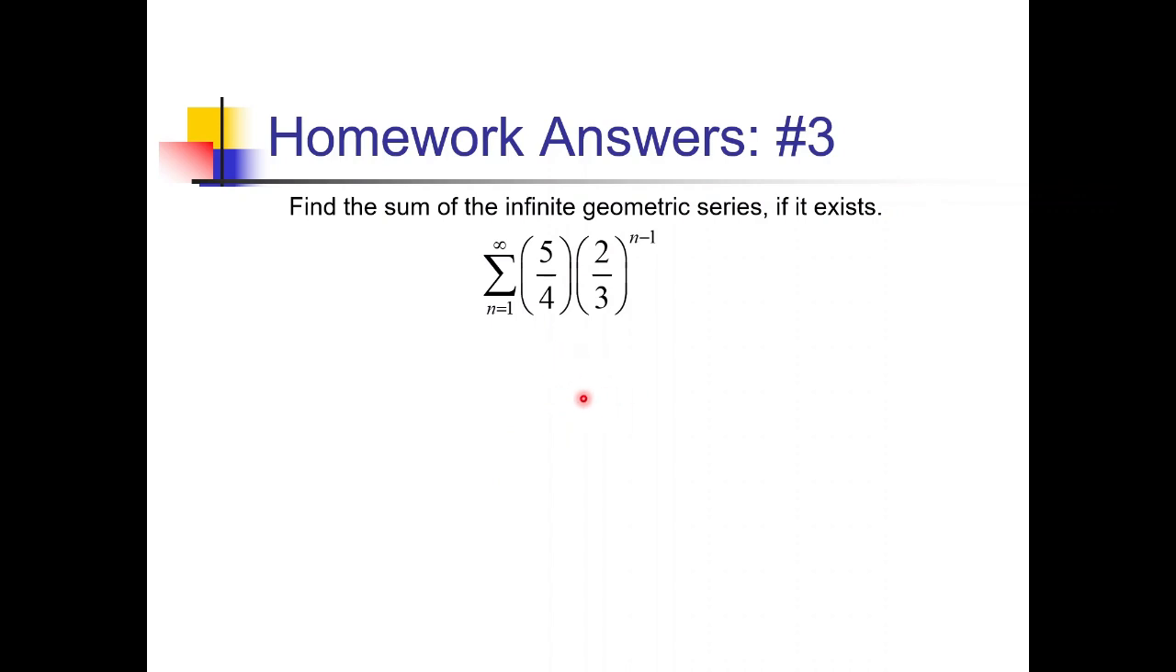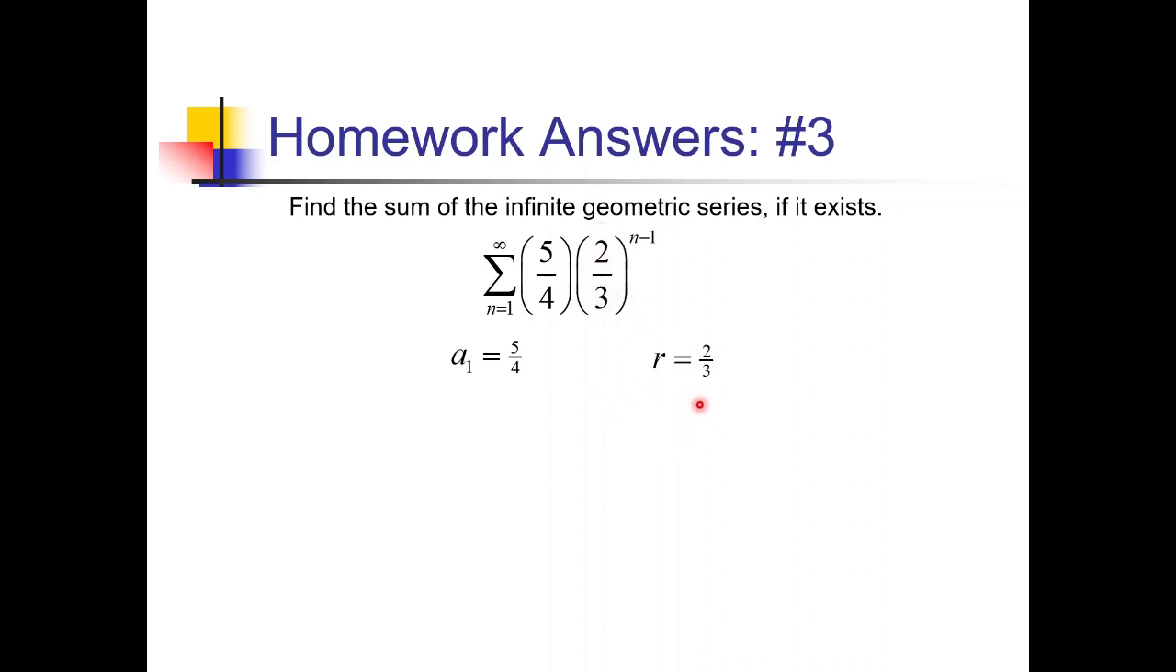For this problem, to find the sum of the series, let's start by figuring out a1 and r. For a sub 1, we've got whatever we end up with when we plug 1, the lower limit of summation, in for n. If I do that, that turns this 2/3 into a 2/3 to the 0 power, which is just 1. So all that's left in that case is the 5/4. So there's our a1. R is going to be the exponential base that I keep multiplying by over and over again. So that's this 2/3 right here.